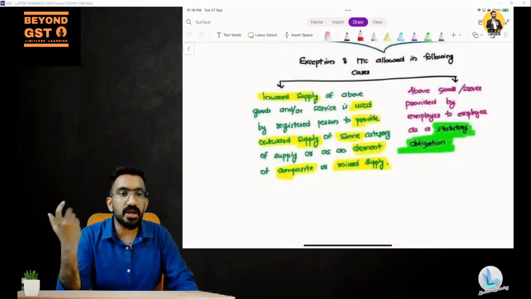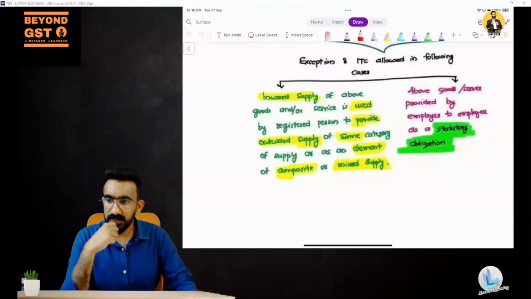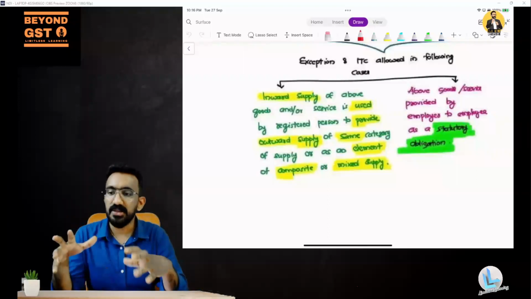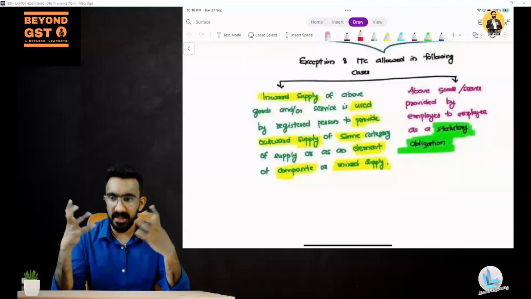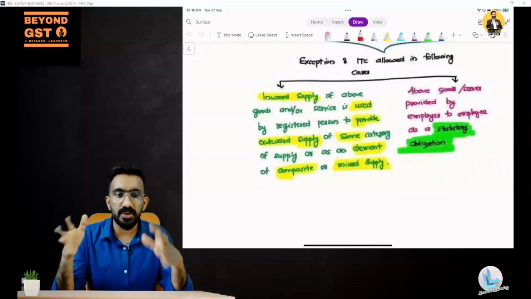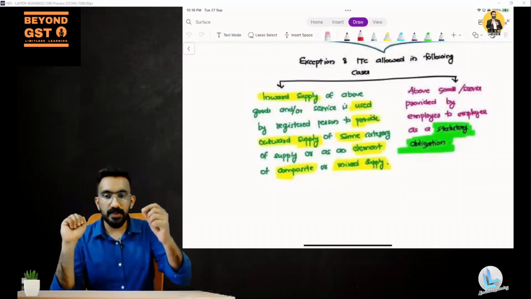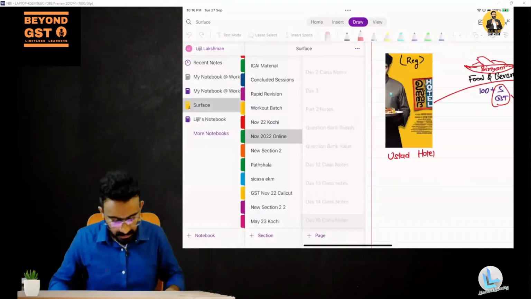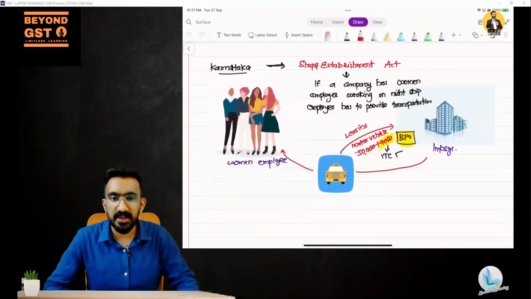Will it be an additional cost for the employer? Wouldn't it be an additional cost? Yes. Now, together with that additional cost comes a benefit. What is that benefit? The government says that the employer, when incurring these expenses, because it's a statutory obligation, can take ITC also. So in the examination question, if any of these services comes as a statutory obligation, you say that ITC is allowed.